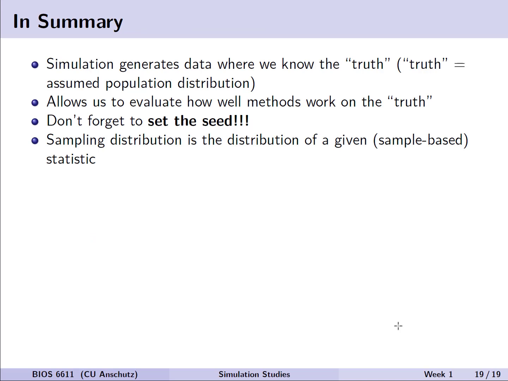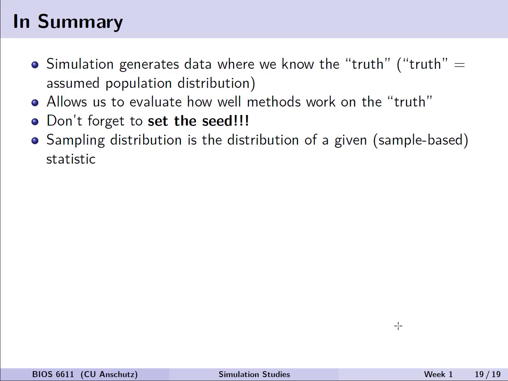So in summary, simulation generates data where we know the truth. Or in other words, an assumed population distribution that we are the ones making the assumption about as the truth. Now, what this assumption allows us to do is to evaluate how well different methods may work on that given truth. One thing, of course, that is important to note for reproducibility is to never forget setting the seed.